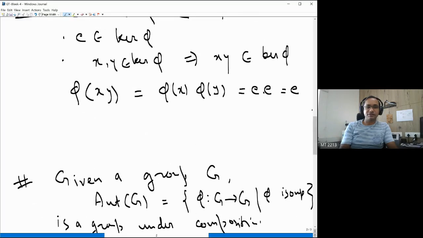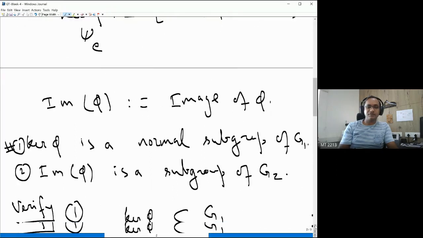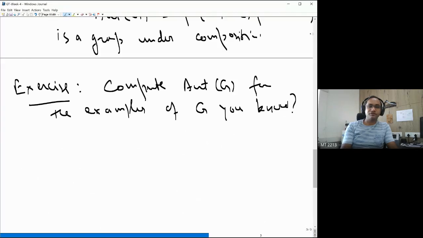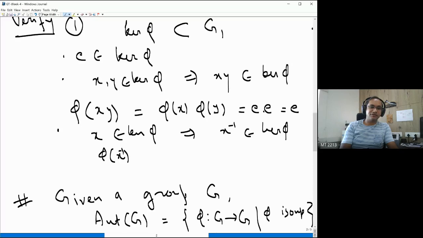Okay, so let's complete here what I was talking about. First thing I want to check is whether the kernel of phi is a normal subgroup. So we can check that if x, y belong to the kernel of phi, then xy belongs to the kernel of phi. And one more thing to check whether it's a group is that if x belongs to the kernel of phi, then x inverse also belongs to the kernel of phi. Again, this comes from the property of homomorphism. So we know phi of x inverse is actually going to be phi of x whole inverse, right? But we know that phi of x is identity. So this is identity inverse, and identity inverse is just identity.